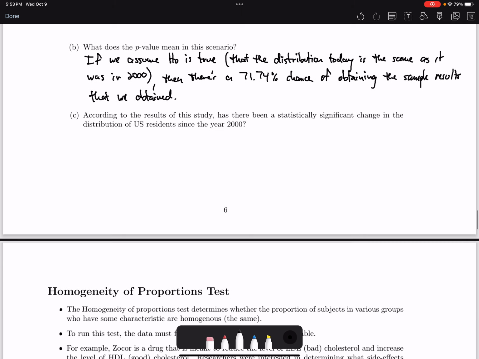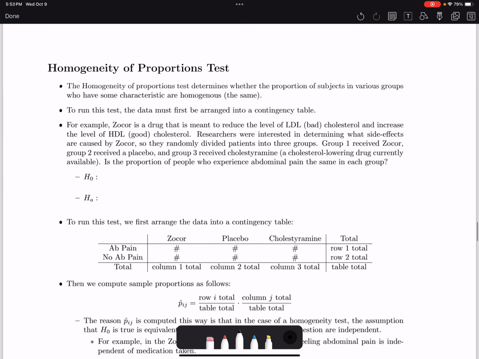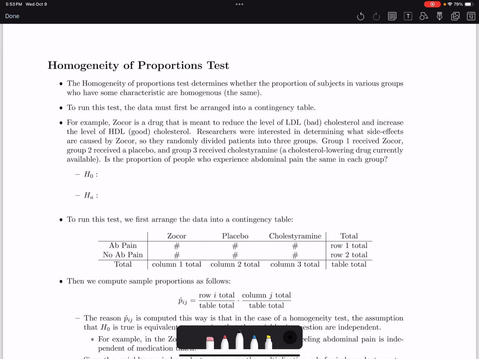Let's talk about homogeneity of proportions tests. So this is the last test that we'll talk about for comparing multiple proportions. What the homogeneity of proportions test does is it determines whether the proportion of subjects in various groups who have some characteristics are homogeneous, or in other words, the same. To run this test, we first have to arrange the data into a contingency table.